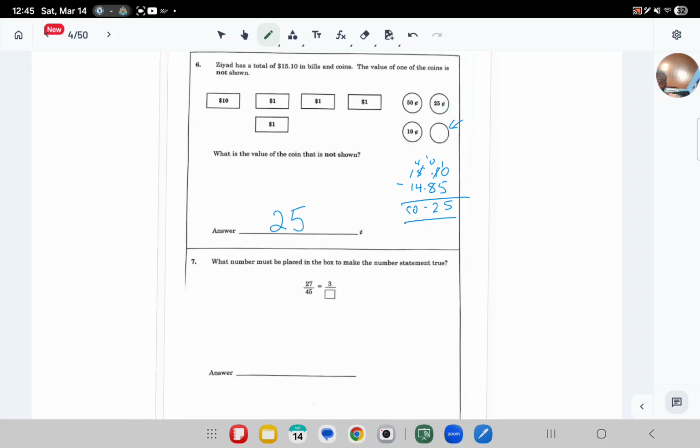Number 7, they said what number must be placed in the box to make the number statement true. So this is equivalent fractions. Since it's equivalent fractions, we move from the larger number to the smaller number. If we're moving from the larger number to the smaller number, we divide. So to move from 27 to 3, we divide by 9. Whatever we do in the numerator, we also do in the denominator. 75 divided by 9 is 5.